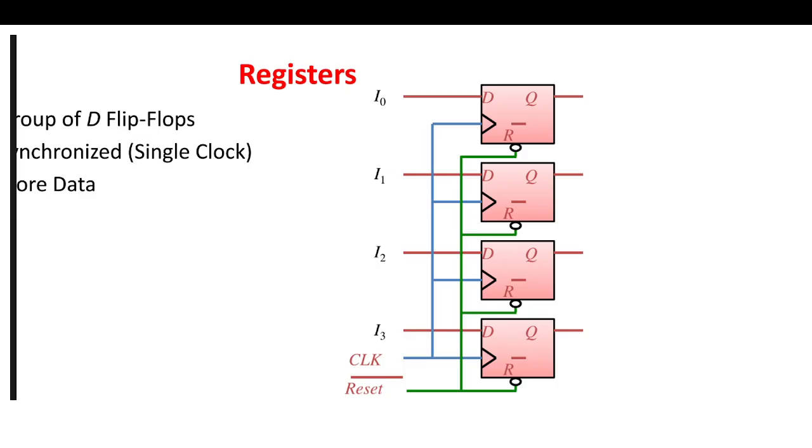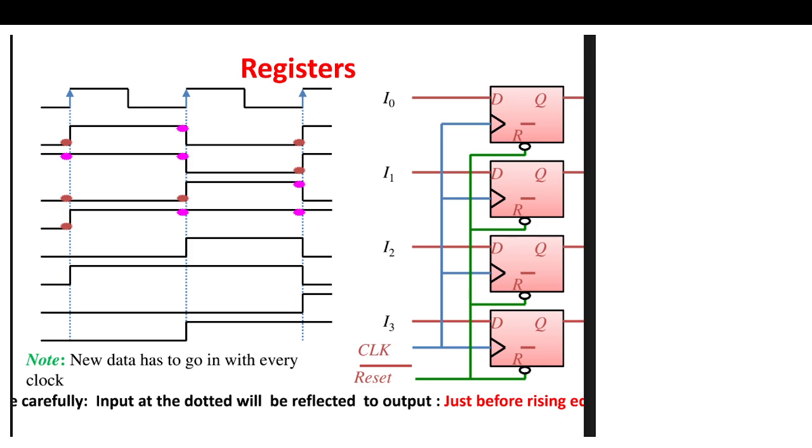So if we connect a group of 4 D flip flops, say we have 4 input data, it's like forming a register, and we can observe that this is I0, I1, I2, I3. This data is coming here. This data is 1 and it is going 0 here.